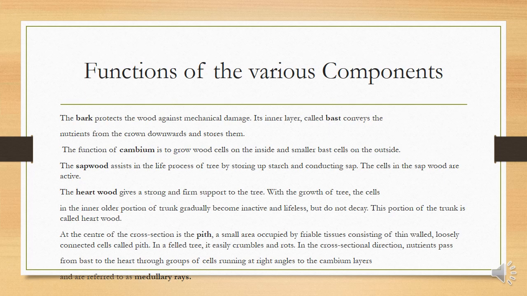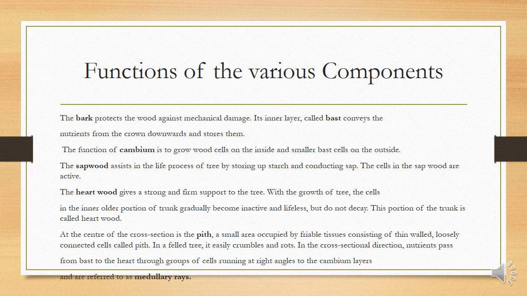The functions of these components are as follows. The bark protects the wood against mechanical damage. The cambium grows the wood cells. When the wood cells grow to the inside, they become the wood, and when they grow to the outside, they become the bark. Then you have the sapwood, which stores up starch, and also the cells in the sapwood are active.